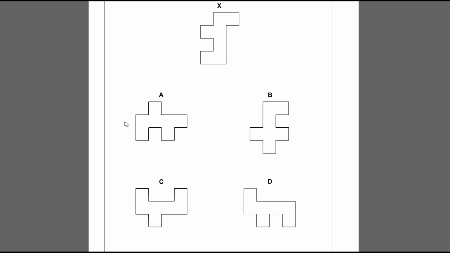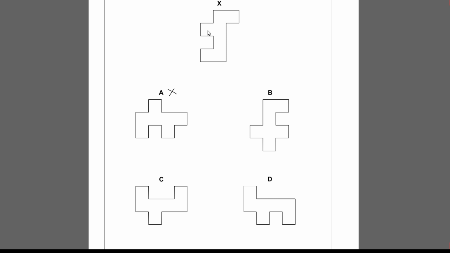So if I say A, please use your imagination to turn this X into A. So if you turn it to the left, can you get A? I don't think so. So A is not an option. What about B? So if you rotate X to the right and then rotate it to the right again, do you think you can get the shape in B? No, not at all. So B is not an answer.